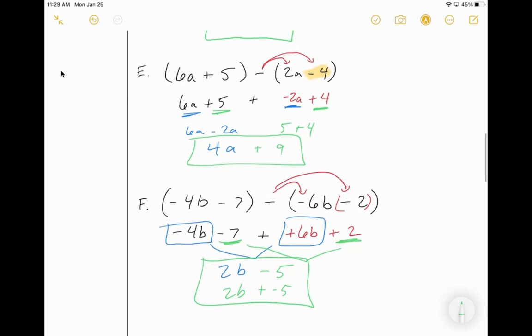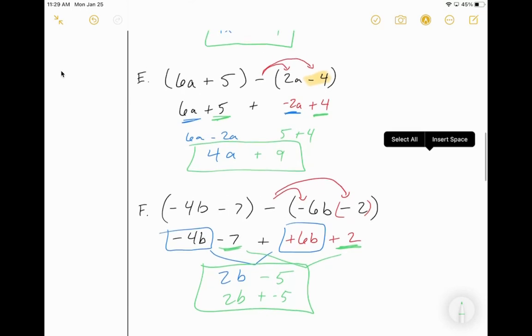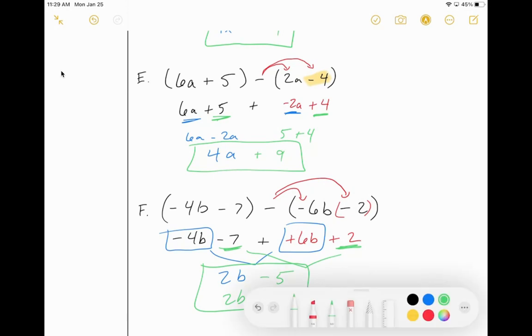All right, we're going to practice this more tomorrow too, but this is as hard as it gets. So if you can get that idea that everything in that second parentheses switches, once you get that in your head, then it becomes something you can definitely do. And then it becomes just like adding linear expressions.